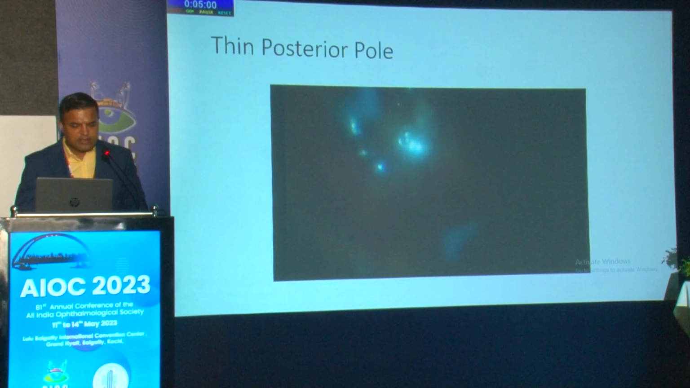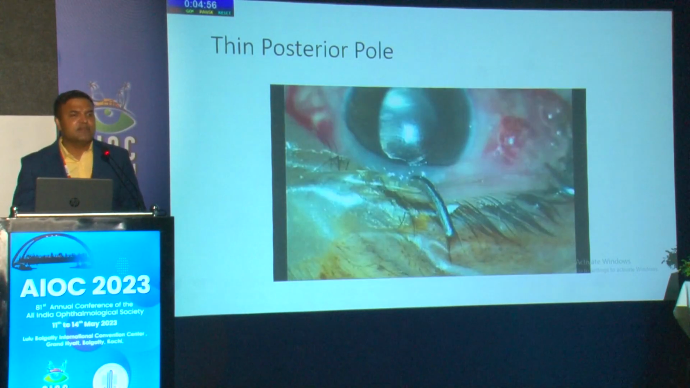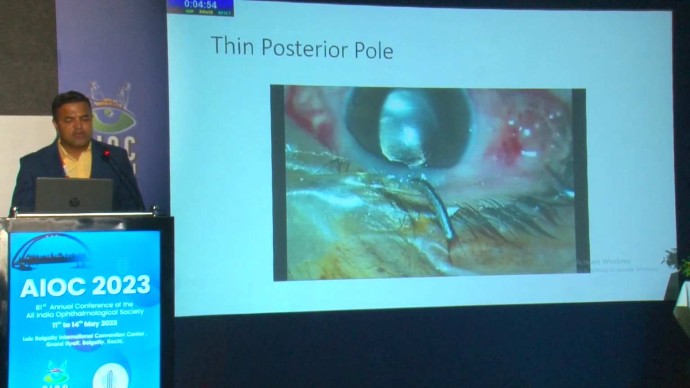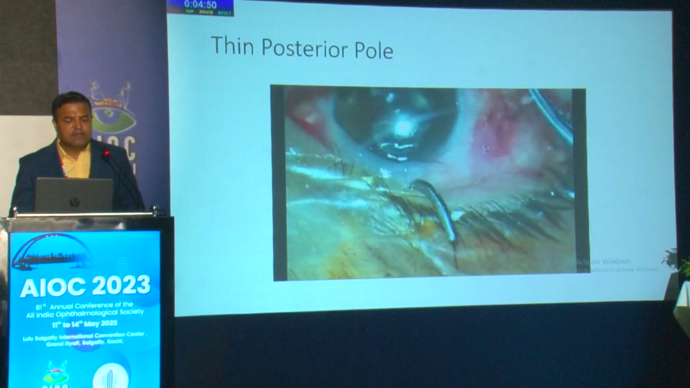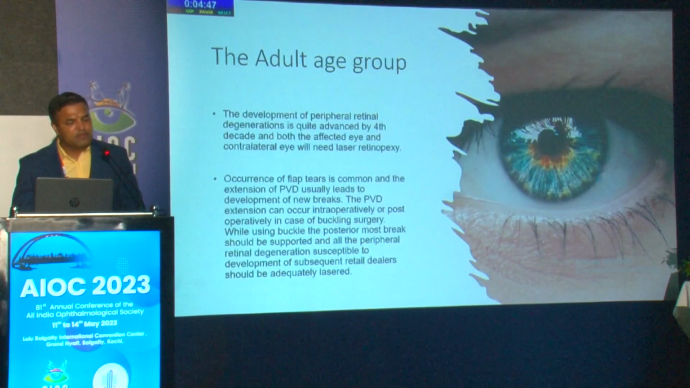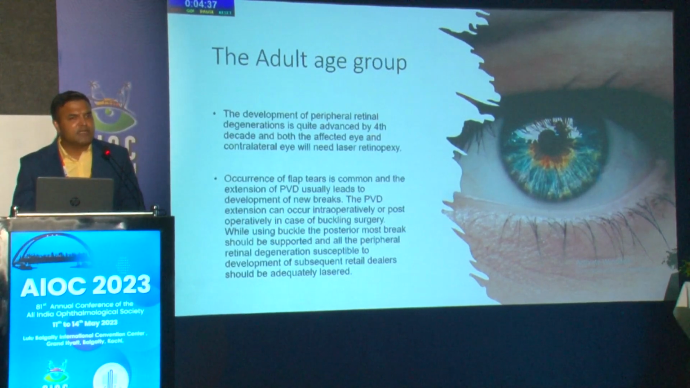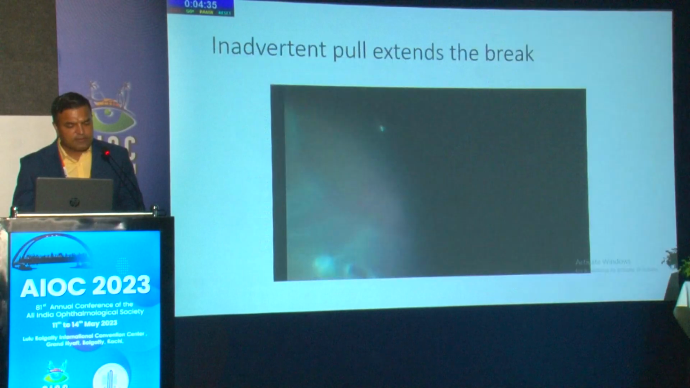As you can see, I am going on continuous mode, and in spite of that, just faint gray burns are seen. So the laser energy has to be carefully titrated. And as I had told earlier, these cases leak and a suture should be placed wherever required. The development of peripheral retinal degeneration is quite advanced by the time a high myope reaches the 4th decade, and the contralateral eye should also be addressed in these cases.